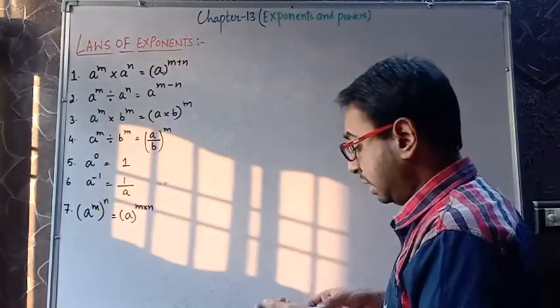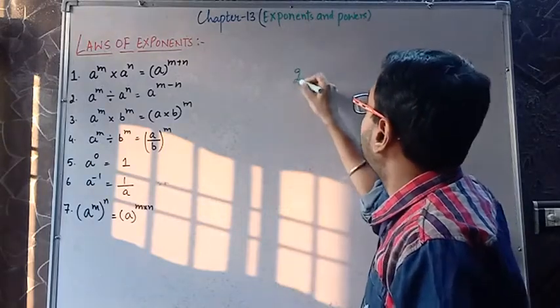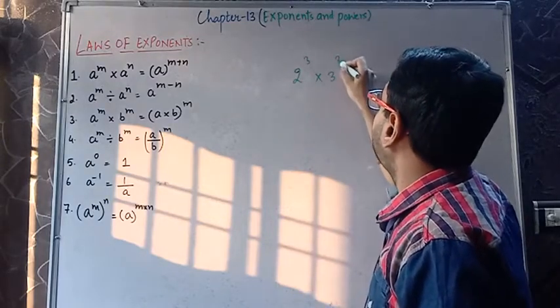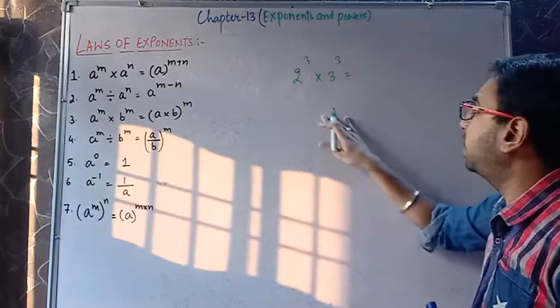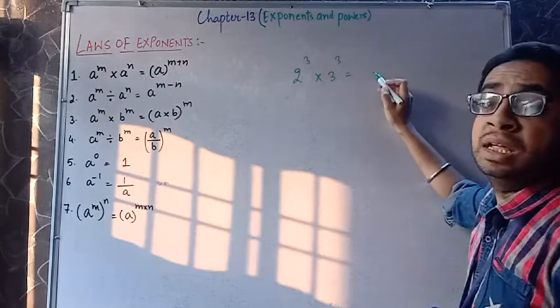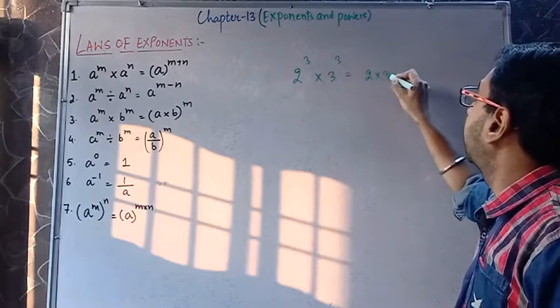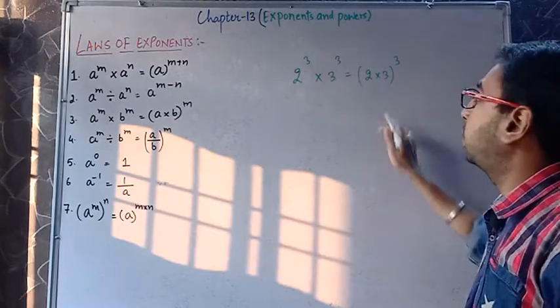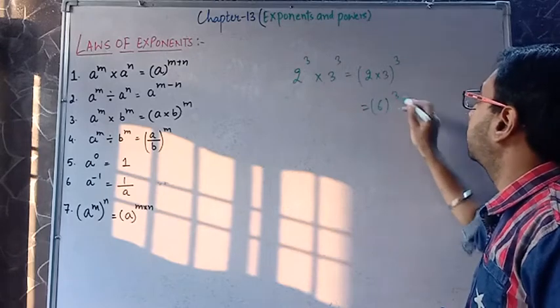For example, let me take one example. 2 raised to power 3 multiplied by 3 raised to power 3. What is the answer? We will not expand directly. Bases are different, powers are the same. So the bases will be multiplied and the power will be common. Hence, the answer is 6 raised to power 3.